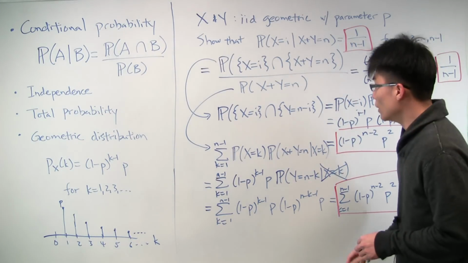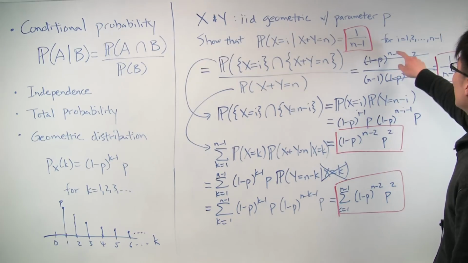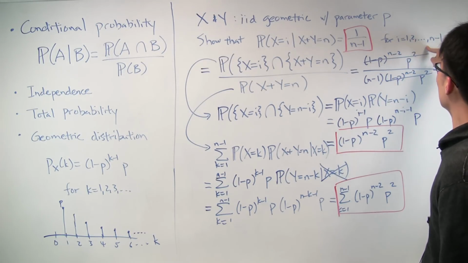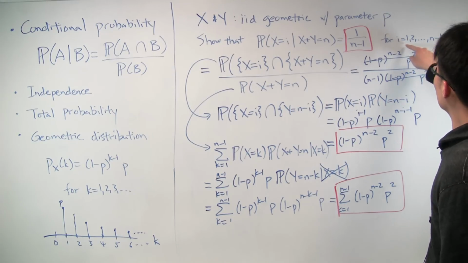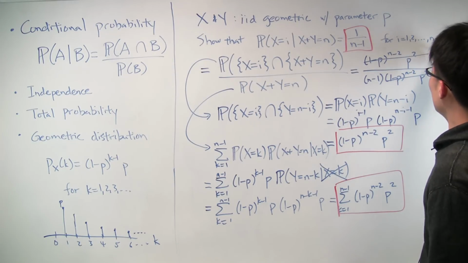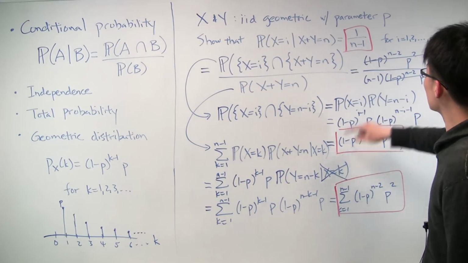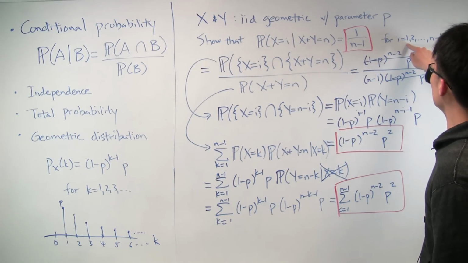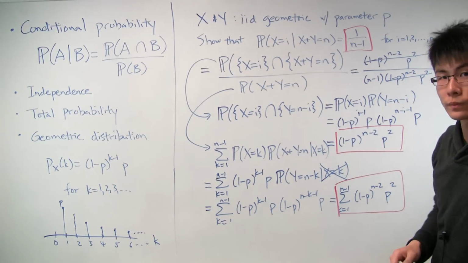And the last thing that we should verify is that this actually is true for the range of i that we wanted. And if we think about it, as we went through this, i has to be somewhere between 1 and n minus 1.